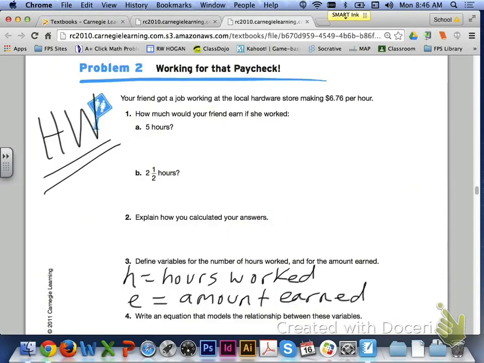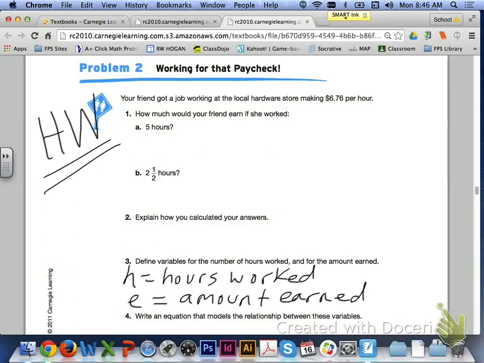If we take a look at problem 2 on page 639, this is going to be your homework for tonight. Very similar to what we worked through in problem number 1. You're going to be given a problem situation, and you're going to have to end up writing an equation in order to get an understanding of the problem situation. I'm going to give you the variables again.